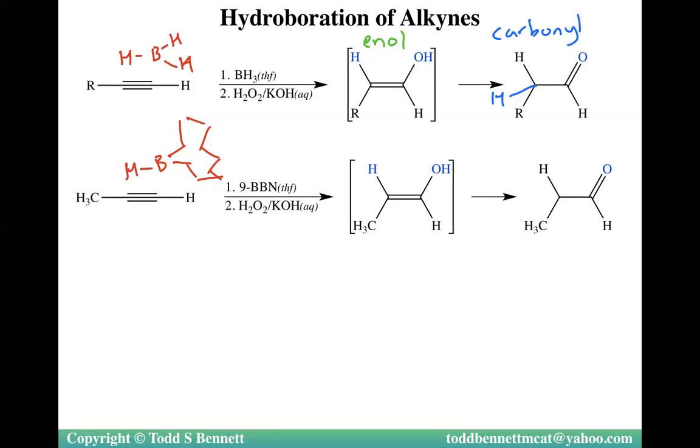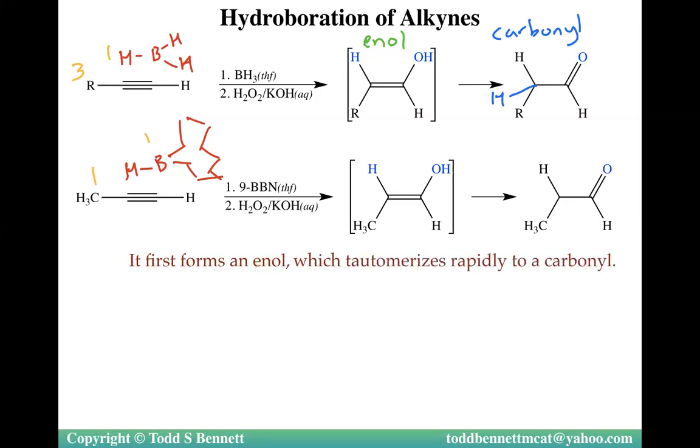But note, here I need a 1-to-1 ratio. Here I need a 3-to-1 ratio. So when I do this reaction, I only need 1/3 an equivalent. Here I need a 1-to-1 equivalent. That's fine. Okay, so key thing, it forms an enol first, which undergoes tautomerization.